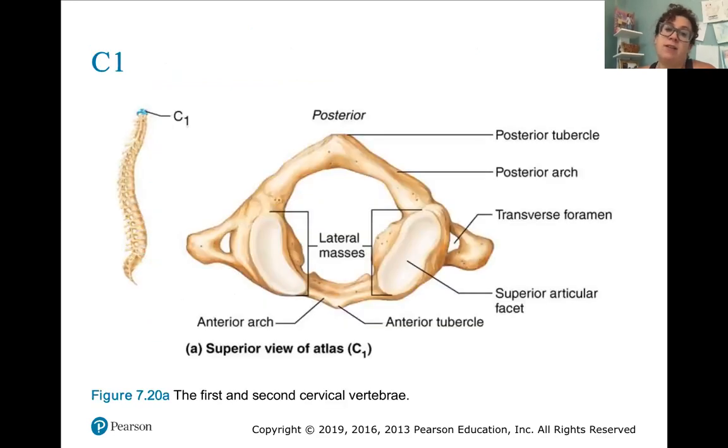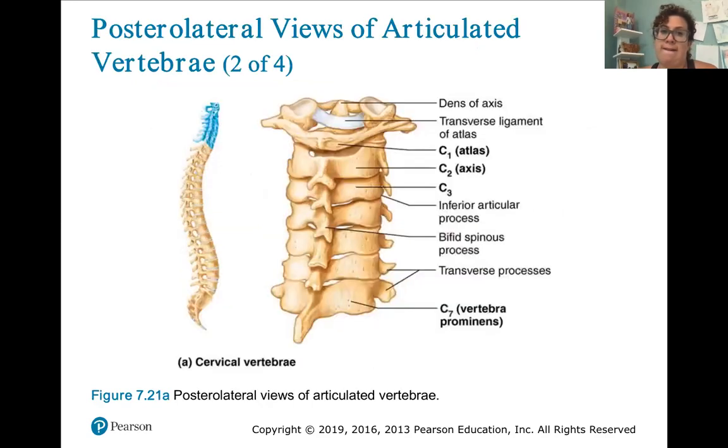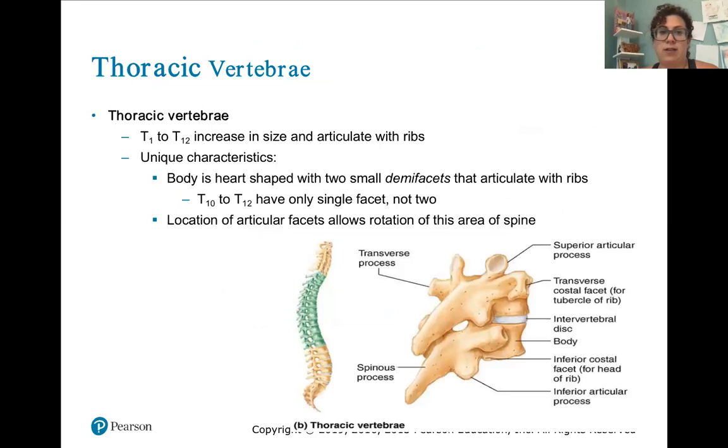Okay. So this is what the C1 looks like, or your atlas. And that's what C2, your axis, looks like. Okay. Again, just to get an idea, that's what all your cervical vertebrae look like in C1 through C7. Okay. Thoracic, there's 12. So just the key thing to remember here is about those facets.